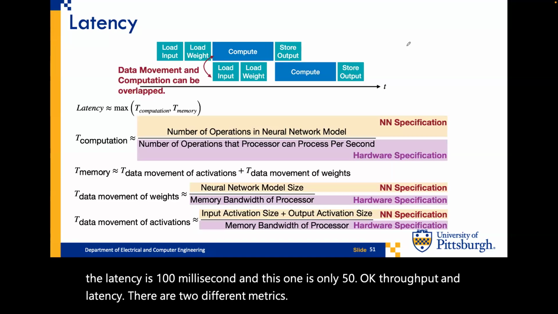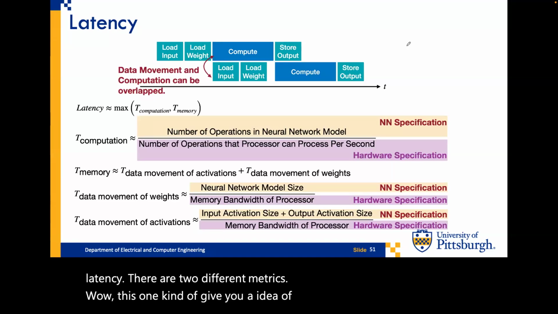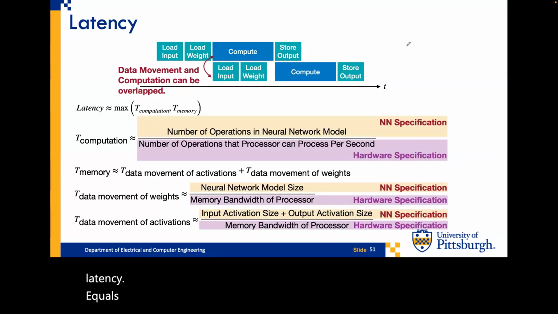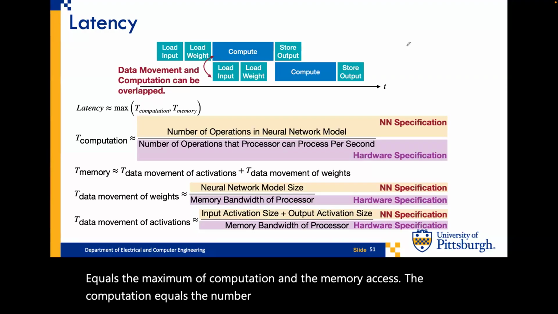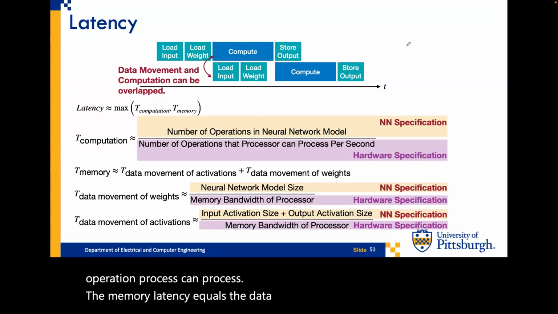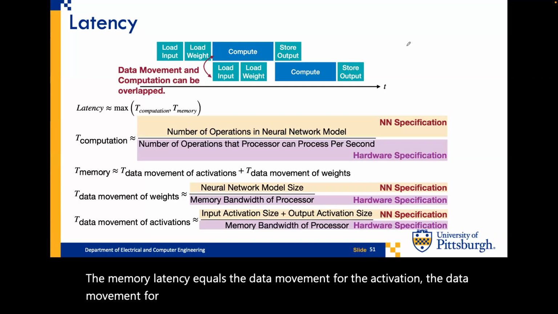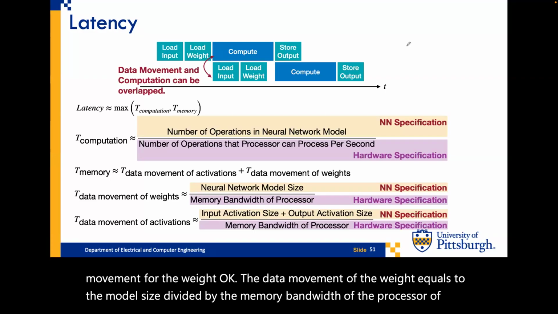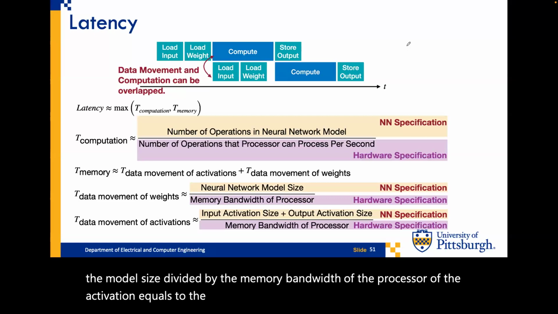This gives you an idea of how to calculate the latency. Latency equals the maximum of the computation latency and the memory access latency. The computation latency equals the number of operations divided by the number of operations the processor can process. The memory latency equals the data movement for the activation plus the data movement for the weight. The data movement of the weight equals the model size divided by the memory bandwidth of the processor. The data movement of the activation equals the input activation size plus the output activation size, divided by the memory bandwidth.